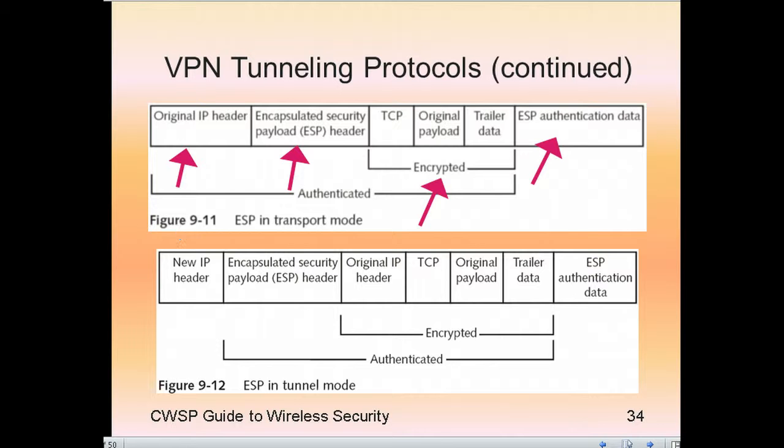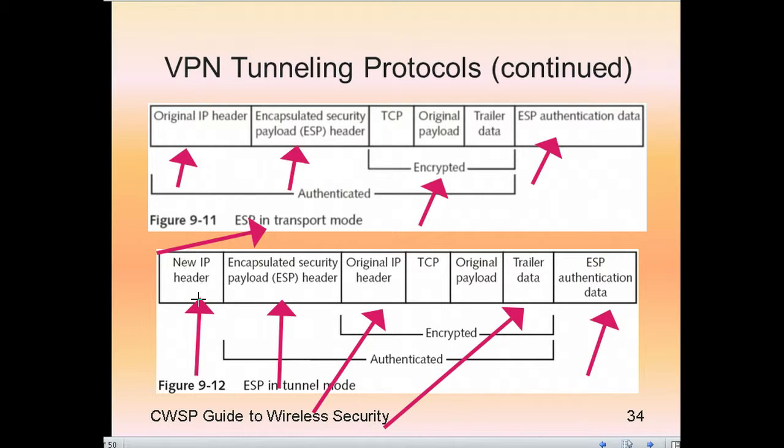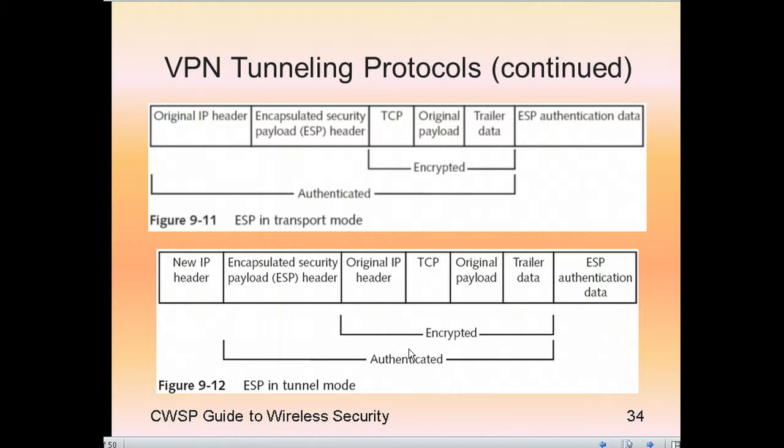And in this one, this is going to be transport mode, because transport mode only encrypts the data. Down here in tunnel mode, we encrypt everything from the original header back to the trailer data. The ESP authentication data is going to be here. ESP security, the new header, which is going to basically be the new IP address, so that it can get across the internet.